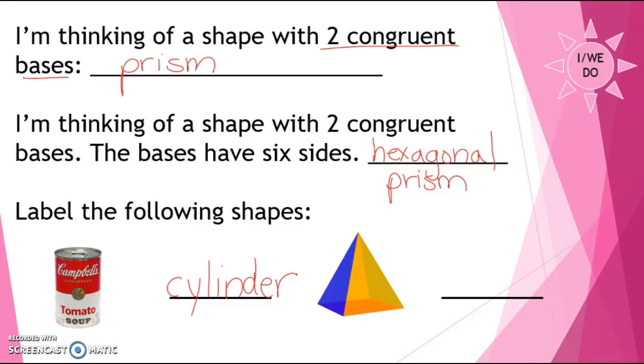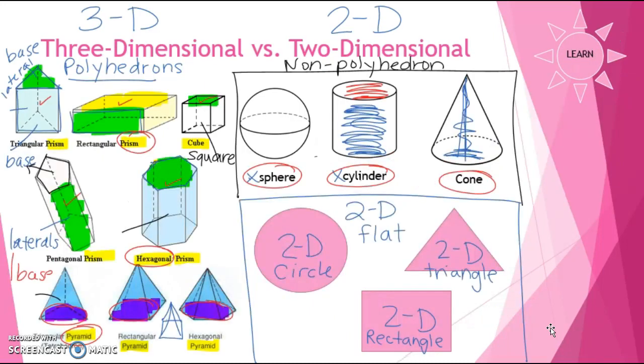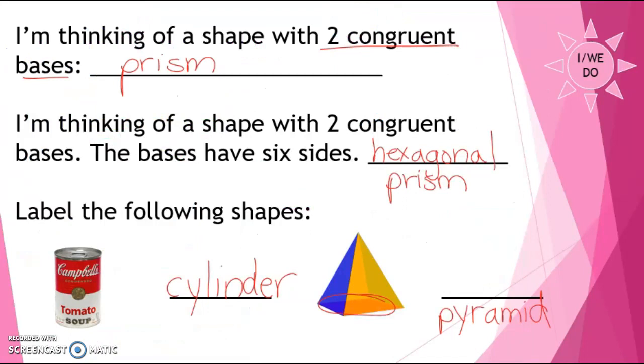Now this shape, it only has one base, so it must be some sort of pyramid. And it's important that I spell that right. What kind of pyramid is it? Well, the base looks like it might be a, if you're thinking what I'm thinking, you're right. It's a rectangle. So let's label it a rectangular pyramid.